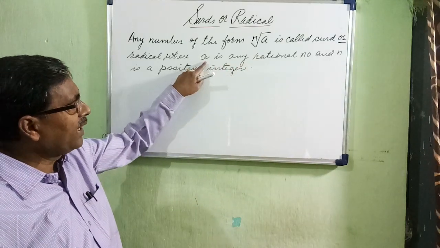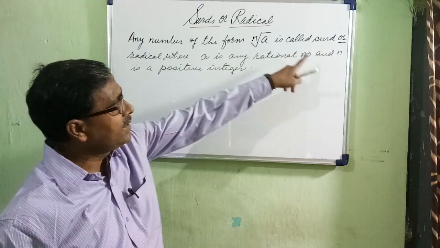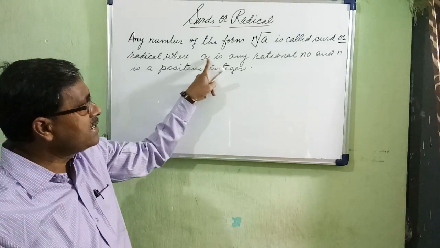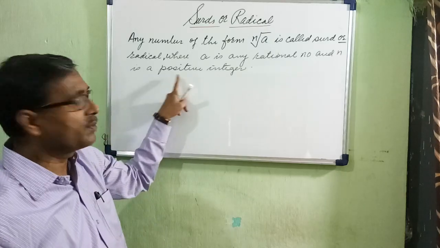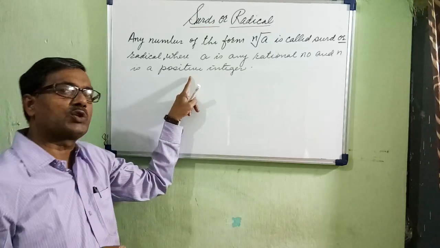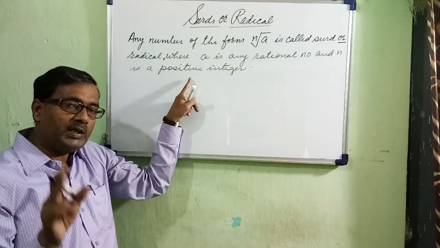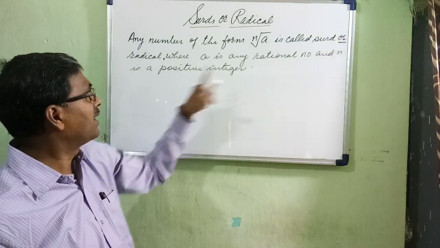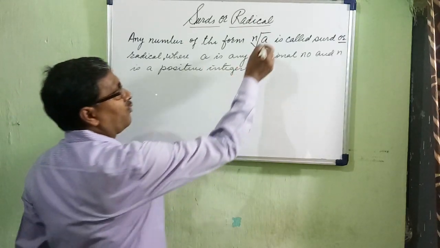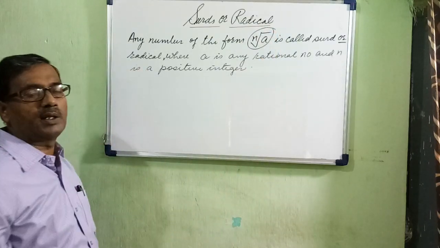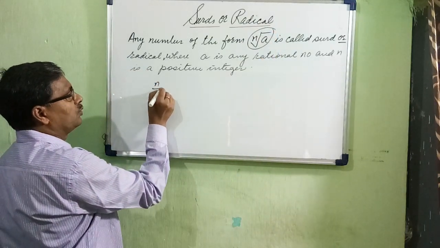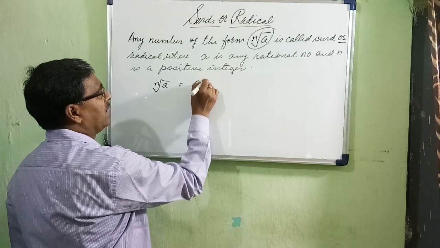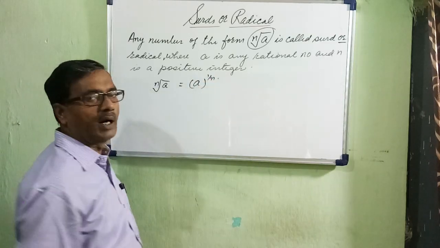In either case, if a is not a rational number and n is a positive integer, we will not say that it is a surd. Or if a is any rational number but n is not a positive integer, in that case also we will say it is not a surd. So to be a surd, it is a must to take a as a rational number and n as a positive integer. This particular number can be written in the exponential form. So nth root of a is also known as a to the power 1 by n.